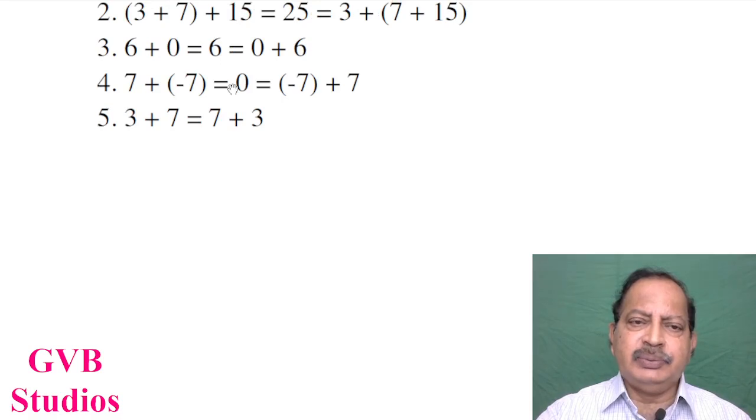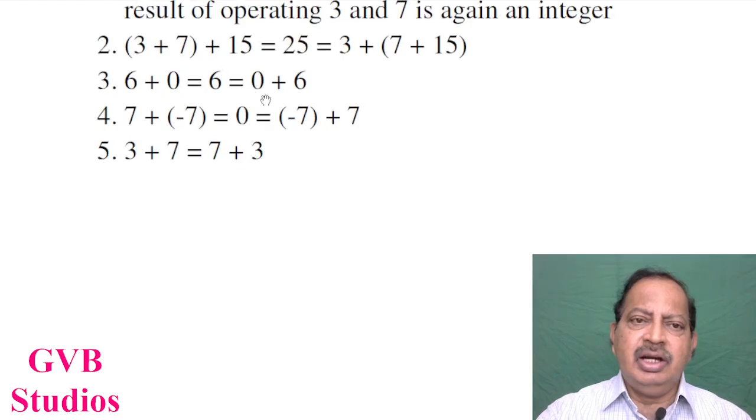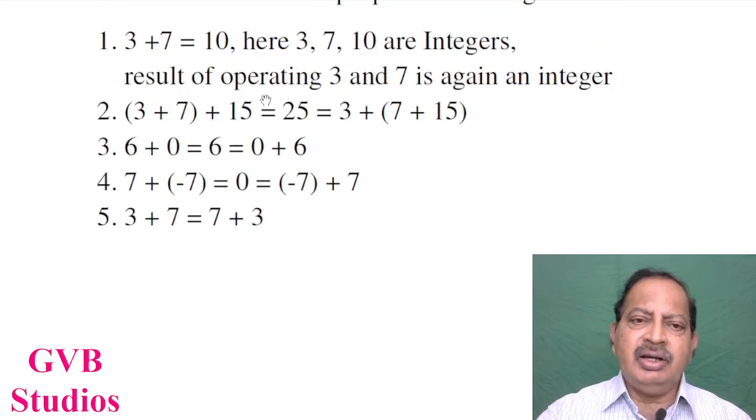And one more is that we see 7 and minus 7 are integers. Here I am operating 7 and minus 7. From the right side it is 0, from the left side also it is 0. This is true for all the integers, not only for 7 and minus 7. And one more: 3 plus 7 is equal to 7 plus 3. Here first we take 3 and next 7, and this gives 10. Here first I take 7 and next I write 3, and this also gives 10, the same number. So 3 plus 7 is equal to 7 plus 3. These are the known properties in our life.